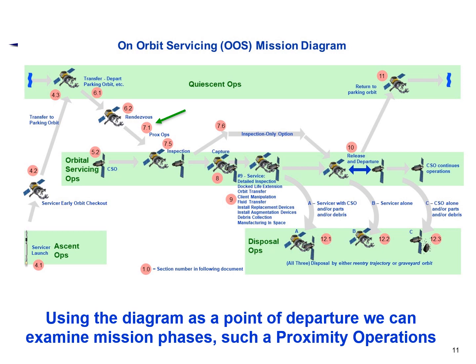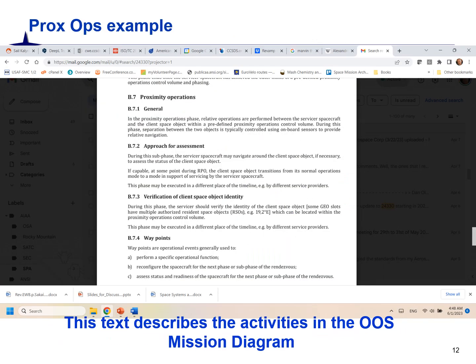You'll see here there's a little green arrow on 7.1, proximity operations. I want to look at what we did with that piece next in the elaboration on this on-orbit servicing mission. The text in the standard for on-orbit servicing at its highest level, ISO 24330, we defined what's going on in these phases. Not definition in the sense of exclusion, in the sense of this is the kind of activity that's occurring and the kinds of objects.